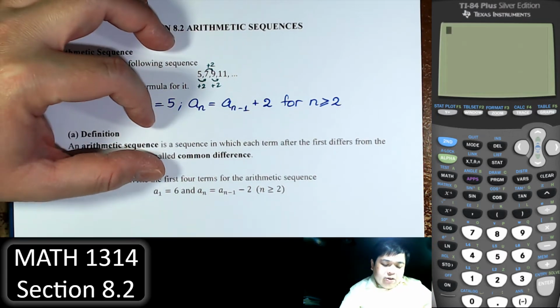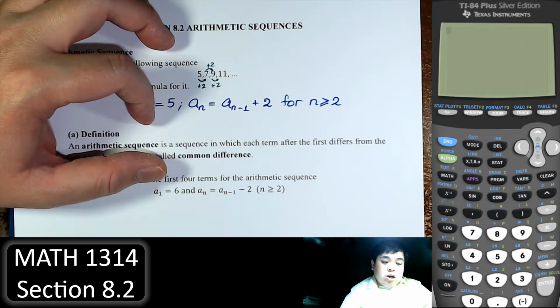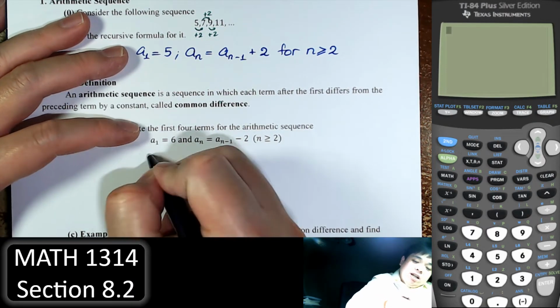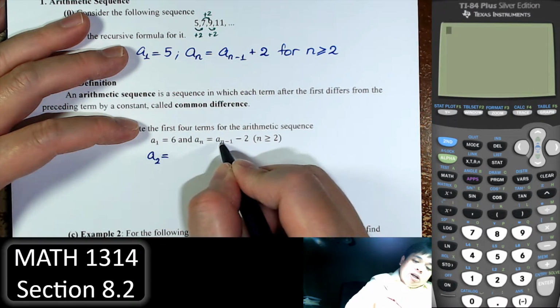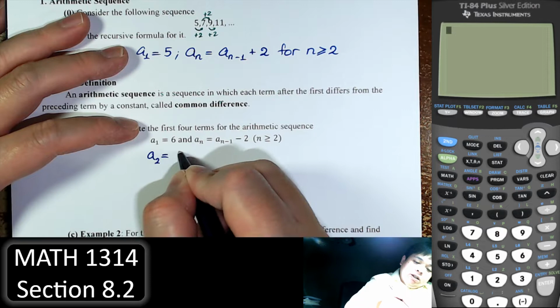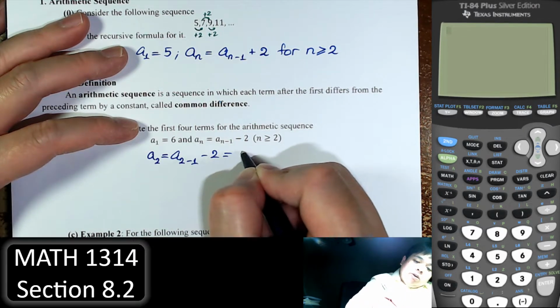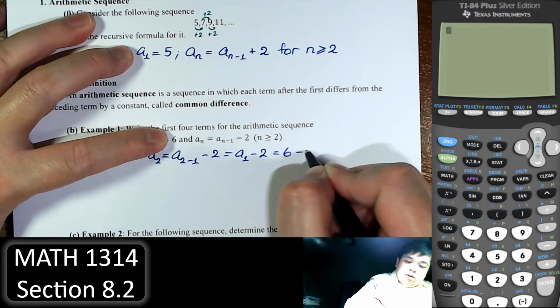Now write the first 4 terms for the arithmetic sequence for that. So easy, we know the first term is 6. Now the second term a2, meaning we're going to put 2 here and here, and that gives us a1 minus 2. a1 is 6, minus 2 is 4.